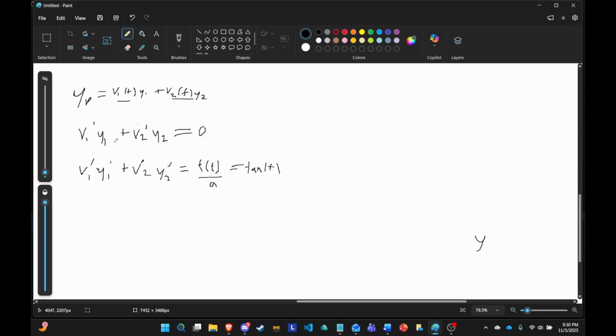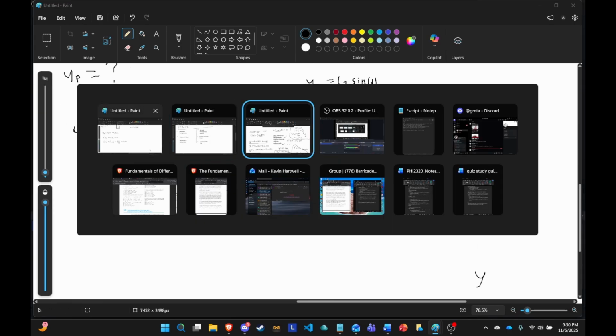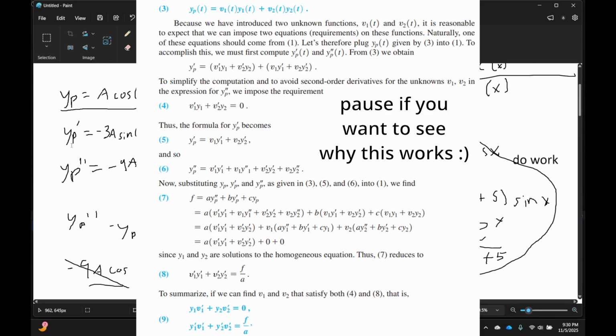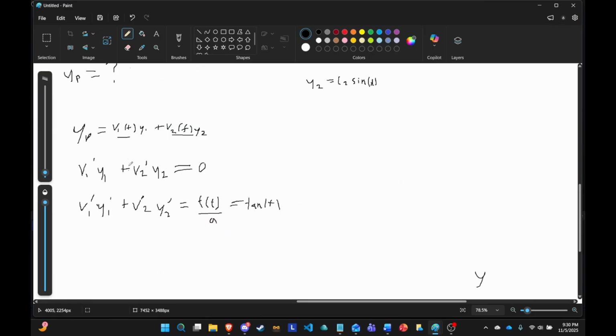The reason we set up these conditions is so that when we differentiate our particular solution, similarly to how we did in variation of parameters, we don't have any second derivatives of v1 or v2. We just keep it at 0 here, and when we do the evaluation again, it ends up being the first derivative the entire way through. It keeps our calculation simple.